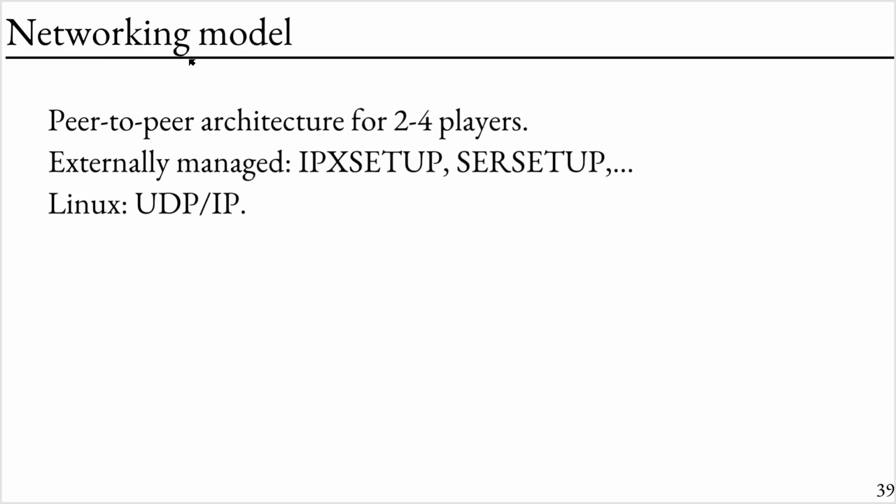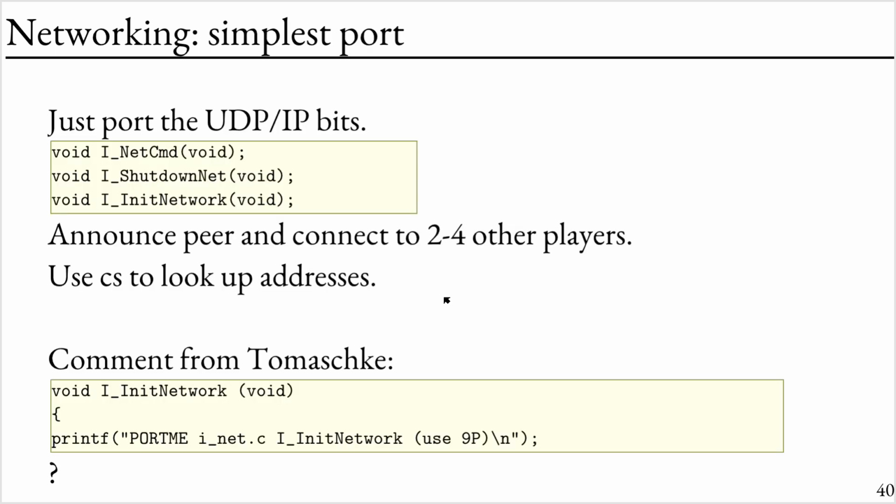Okay, so just some notes on the networking model. It's a peer-to-peer architecture where 2 to 4 players launch independent instances of Doom, at the time either through IPX or serial. The connections were externally managed, so it just set up a bunch of stuff and then launched the actual game. On Linux, we use UDP/IP.